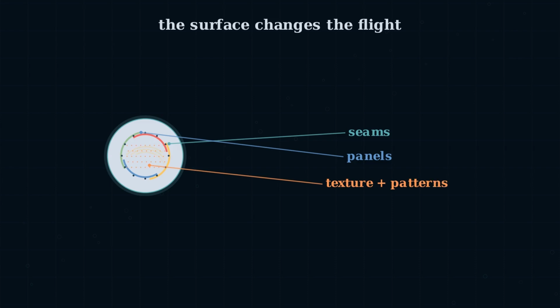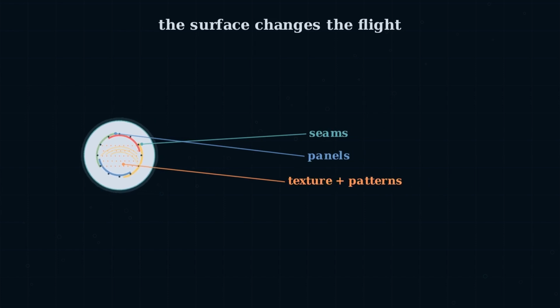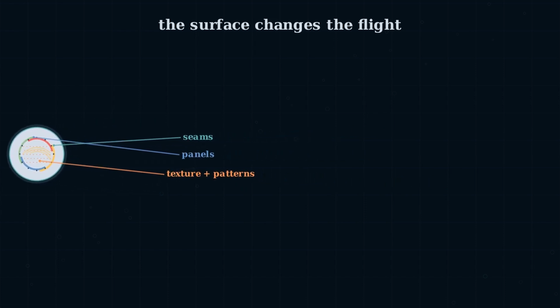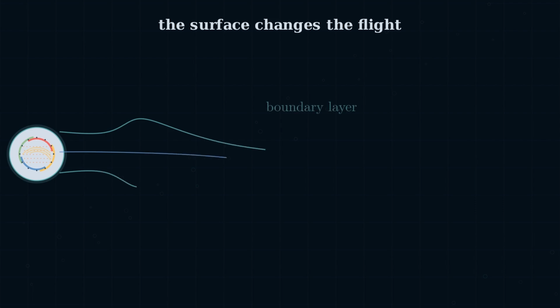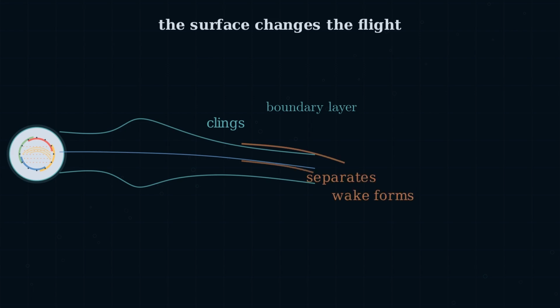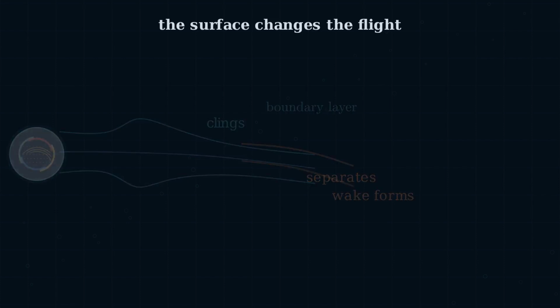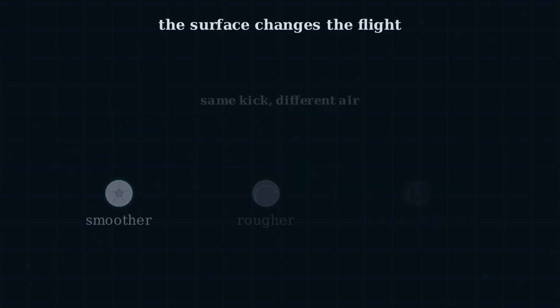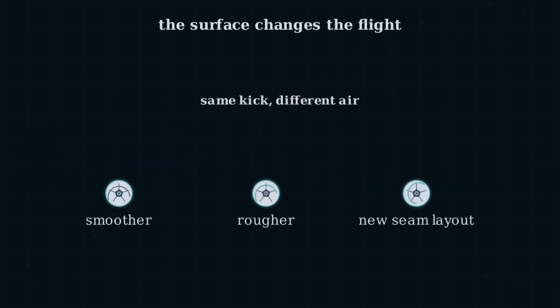The ball is not just a sphere, it has seams, panels, texture, and sometimes tiny engineered patterns. Those details change the boundary layer, where air clings, where it separates, and how the wake forms. That is why World Cup balls can feel different to players. A smoother ball, a rougher ball, a different seam layout. Each one can shift the aerodynamic behavior. The design changes what the air can do.